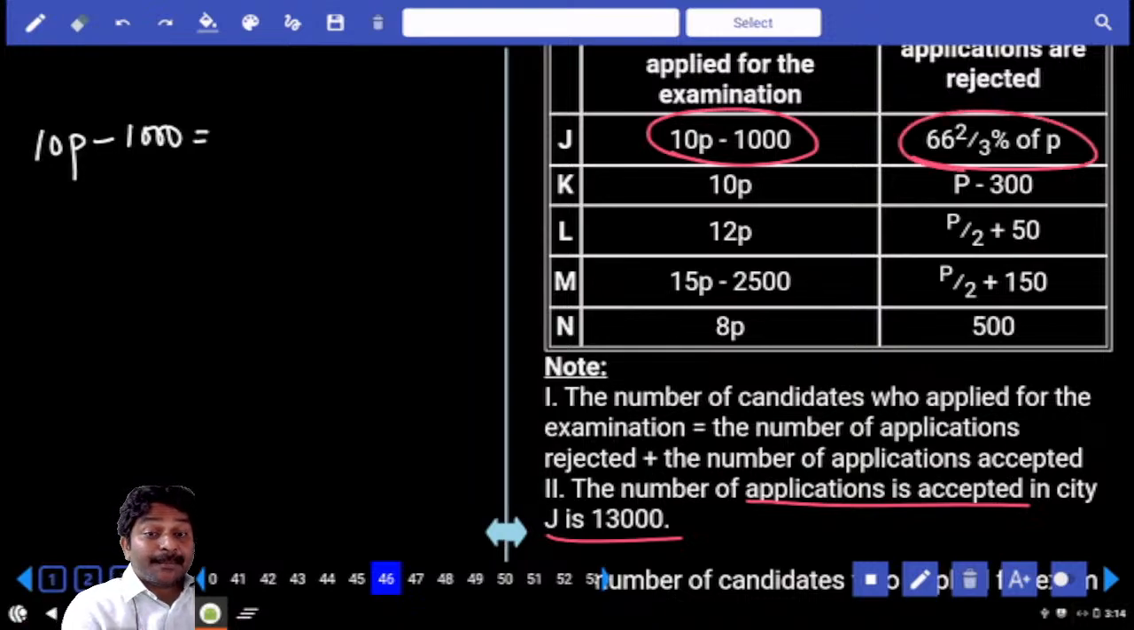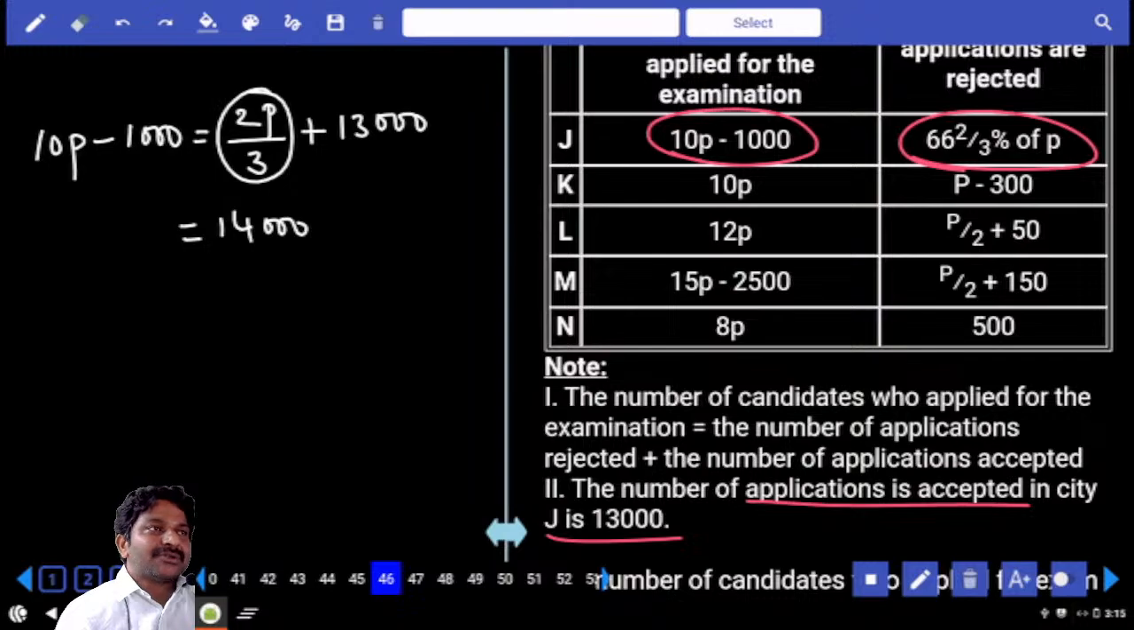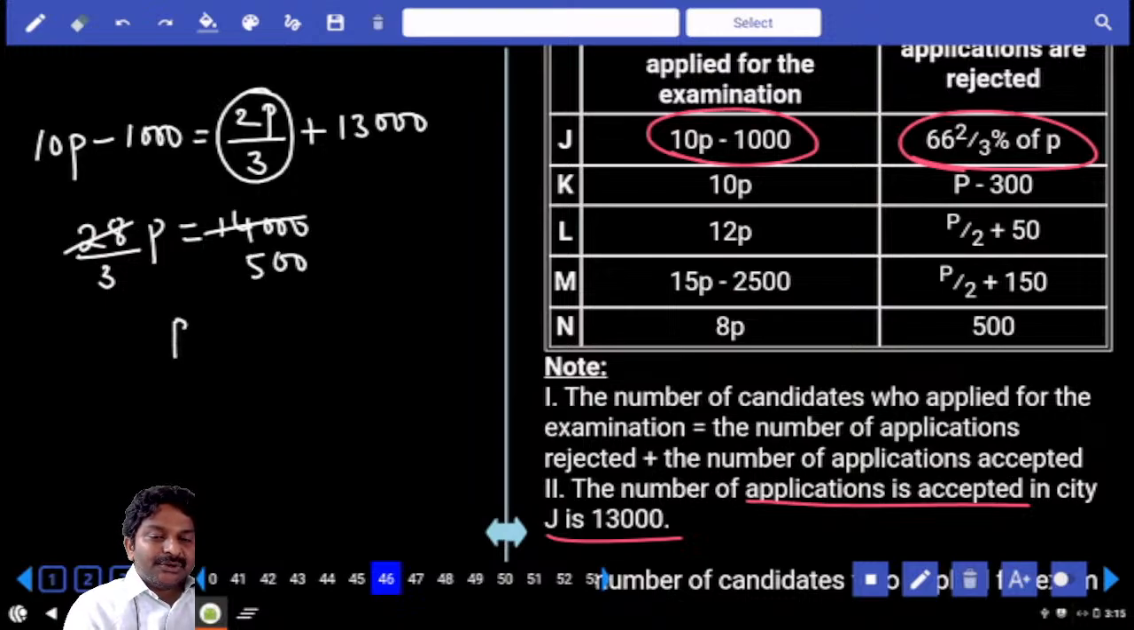Convert into fraction, 2 by 3. That means can I write it as 2 parts by 3? And then applications which are accepted are mentioned as 13,000. Take variables to one side, which is equal to 14,000. If 2 parts by 3 comes to the left hand side, that is 9 1 by 3 parts, which is 28 by 3 parts. 28, how many times? 5 times is 140 and then 2 zeros. So P value is equal to 1500.